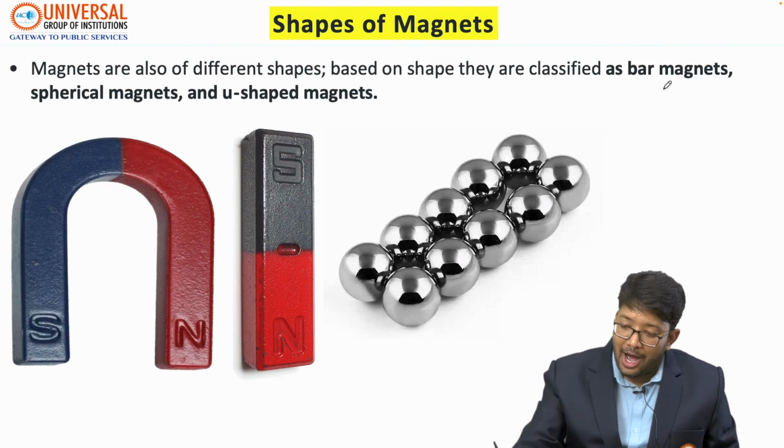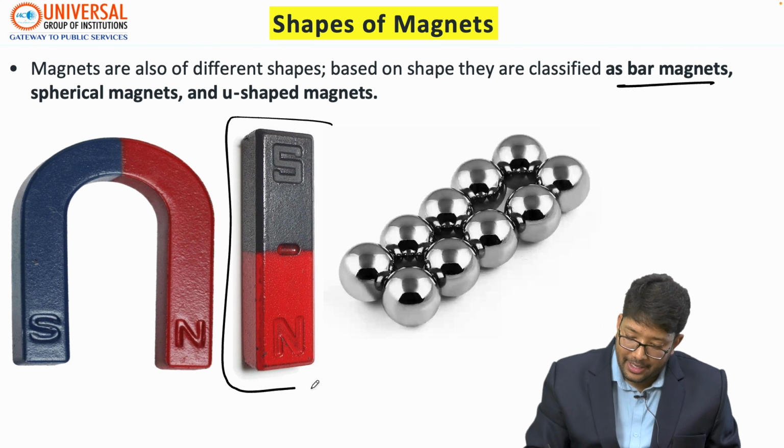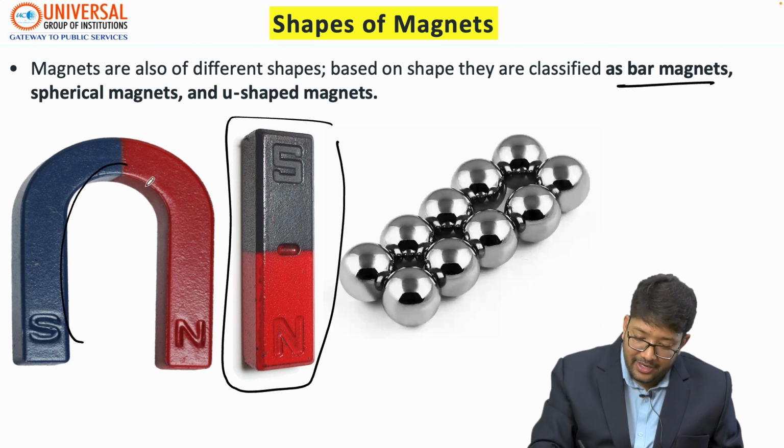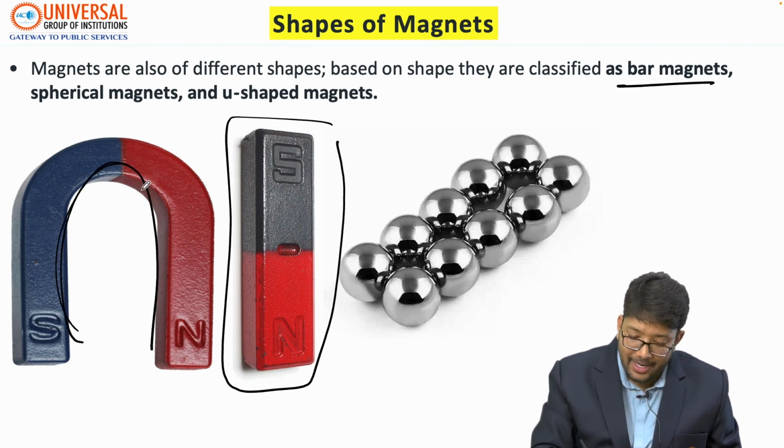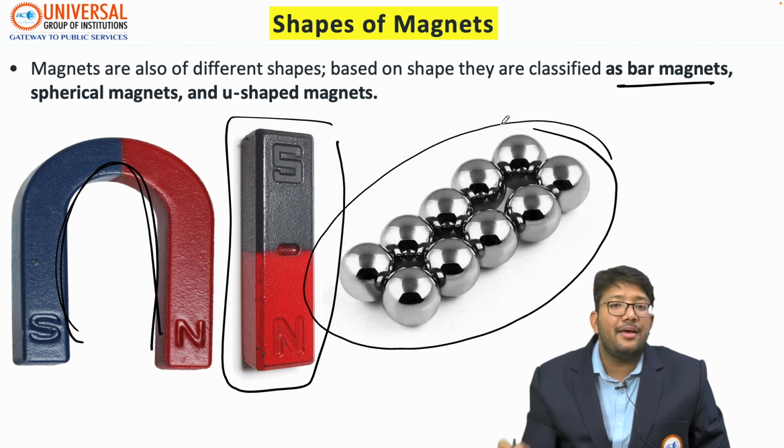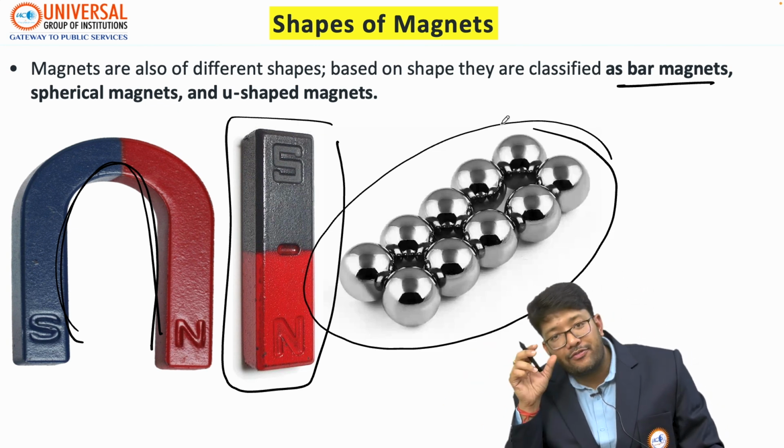Now if we talk about the shapes of magnets, there are different shapes. The first is bar magnet. This is called bar magnet. This is called U-shaped magnet, and this is called spherical magnet. So these are the shapes of the magnets.